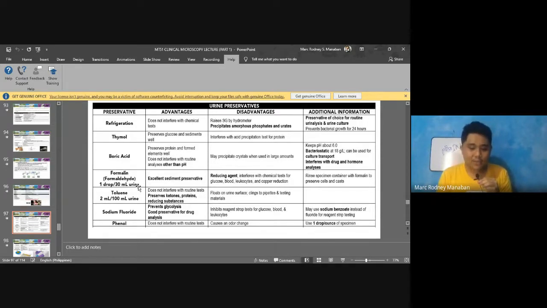All right. Next, of course, toluene. It preserves ketones, proteins, and reducing substances. Sodium fluoride, it's the best for drug analysis.